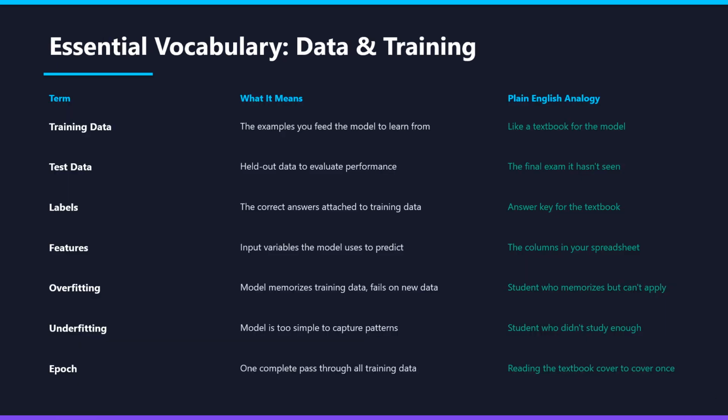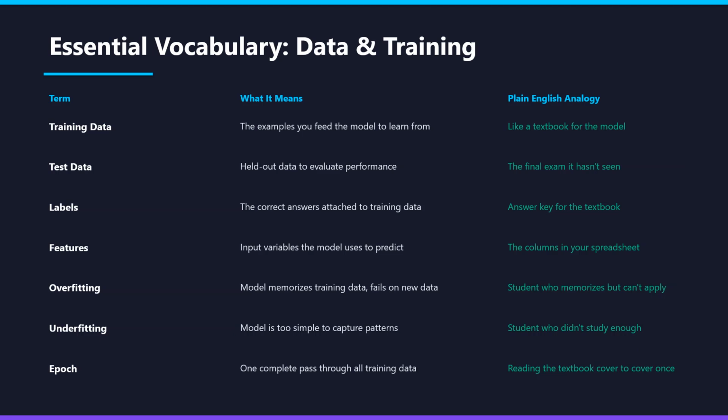I'm going to give you the 20 terms organized into three groups. You don't need to memorize the definitions. You need to understand them well enough that when your data scientist uses them, you can follow the conversation and ask intelligent follow-up questions. In group one, data and training terms. Training data: the examples you feed the model to learn from. Think of it as a textbook. The more examples you give, the better the model learns. But the quality matters more than the quantity.